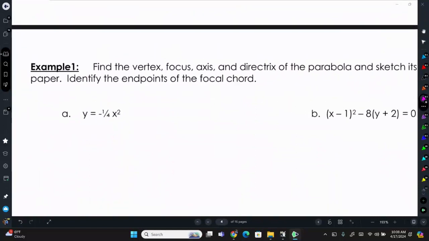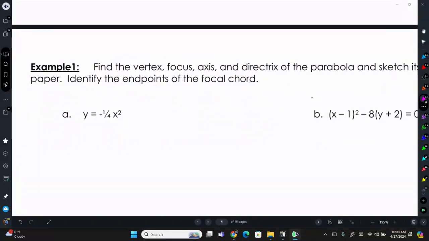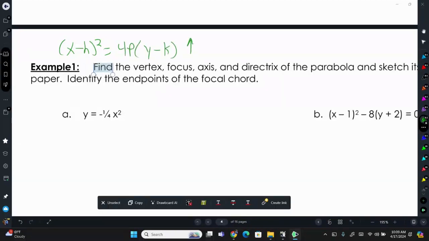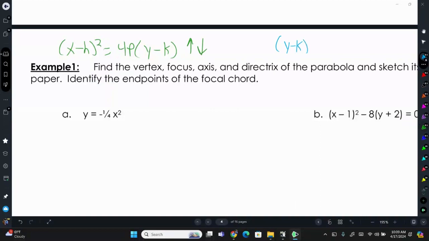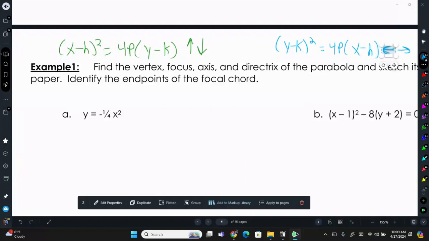So I'm going to write down both equations up here, so that way we're not flipping back and forth. So we have (x minus h) squared equals 4p times (y minus k), and that's for up or down opening parabolas. Or we have (y minus k) squared equals 4p times (x minus h), and that is for left or right opening parabolas.